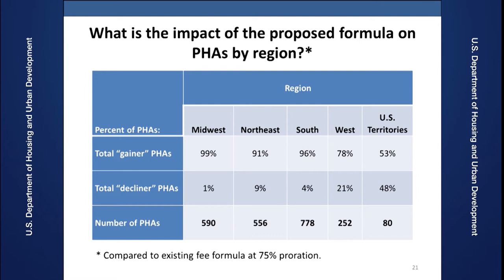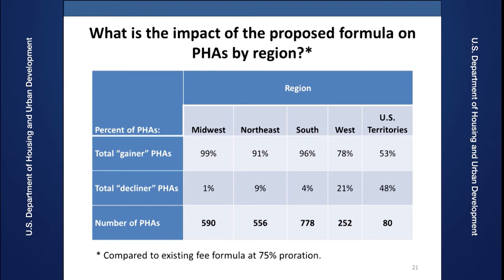Well, PHAs in the West, on average, tend to be larger. And they also tend to have lower than average values for two of the formula variables, households with earnings and the new admission rate. So on the formula side, they tend to come out a little bit lower on those variables. And then on the comparison to the existing formula, they tend to have higher fees than PHAs in other parts of the country. So the two things result in the West having a larger share that would not experience a gain.